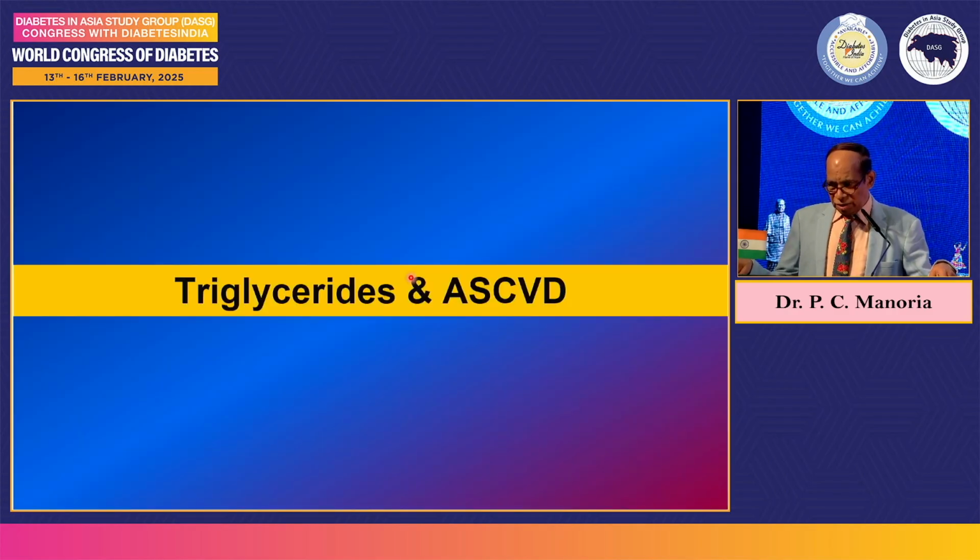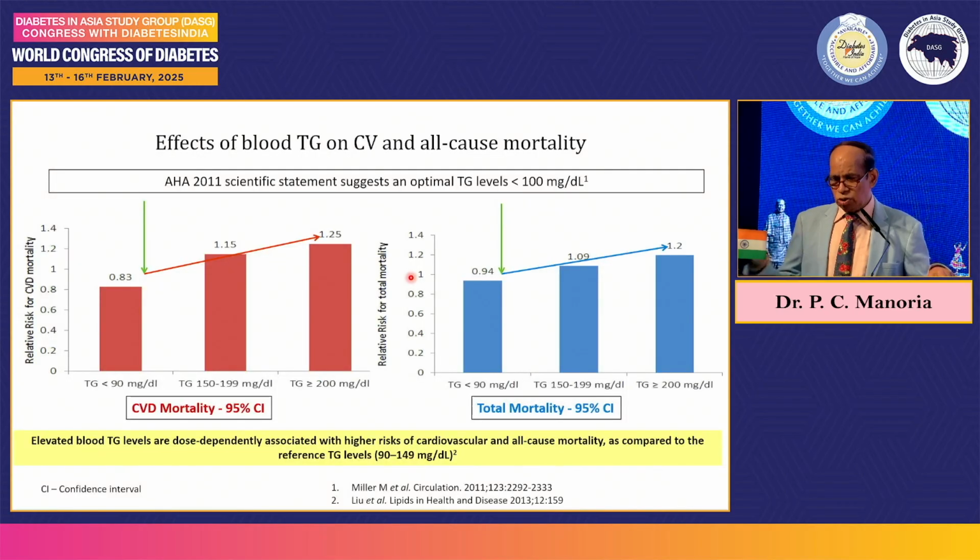Triglycerides and ASCVD is a little tricky problem. The diabetologists very strongly feel that increased triglycerides are associated with atherosclerosis, and if you lower triglyceride, there may be reduction in cardiovascular events. They may be right, but let's see, is there evidence that lowering triglycerides reduces atherosclerotic cardiovascular events? There is no doubt that increased triglycerides are associated with increased atherosclerotic cardiovascular events, more all-cause mortality, more cardiovascular mortality, more thrombotic lesions.